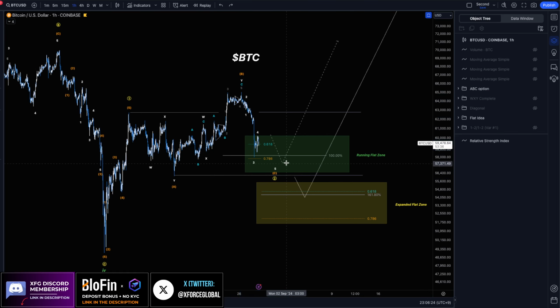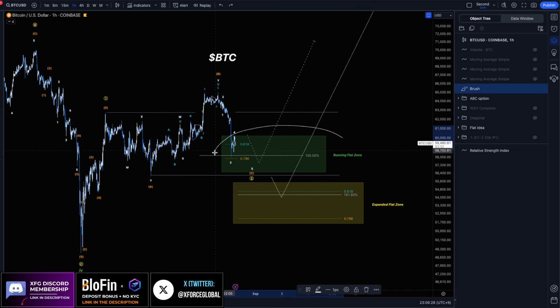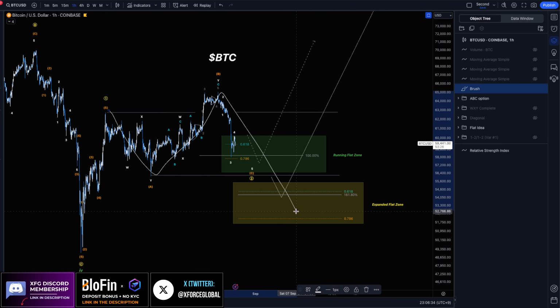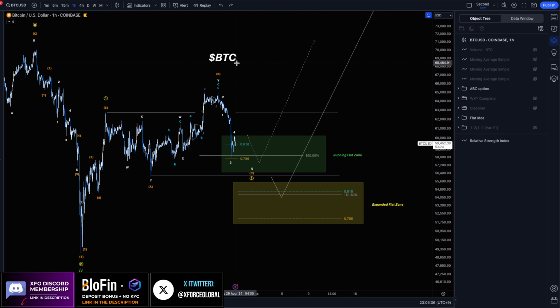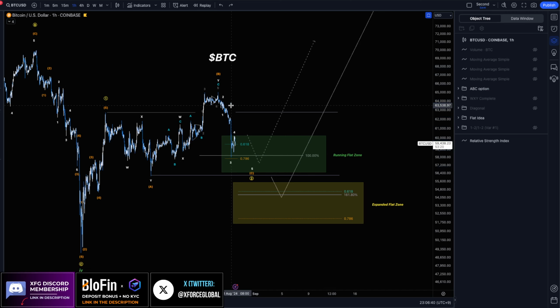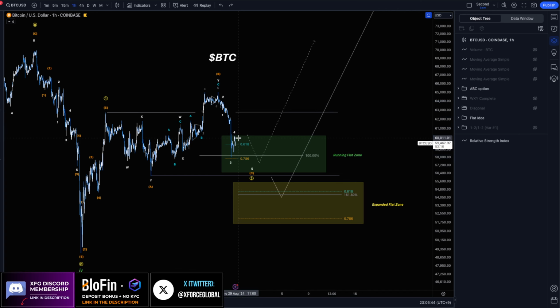So again, there's only two things that we can be looking at: this running flat idea and this expanded flat idea. These two zones, this green box and this yellow box, are just the levels that you want to be looking at for how this ABC is going to be completed. Now, what I like about this idea for the flat specifically is that we did move down quite swiftly. So there is the pros and cons of that.